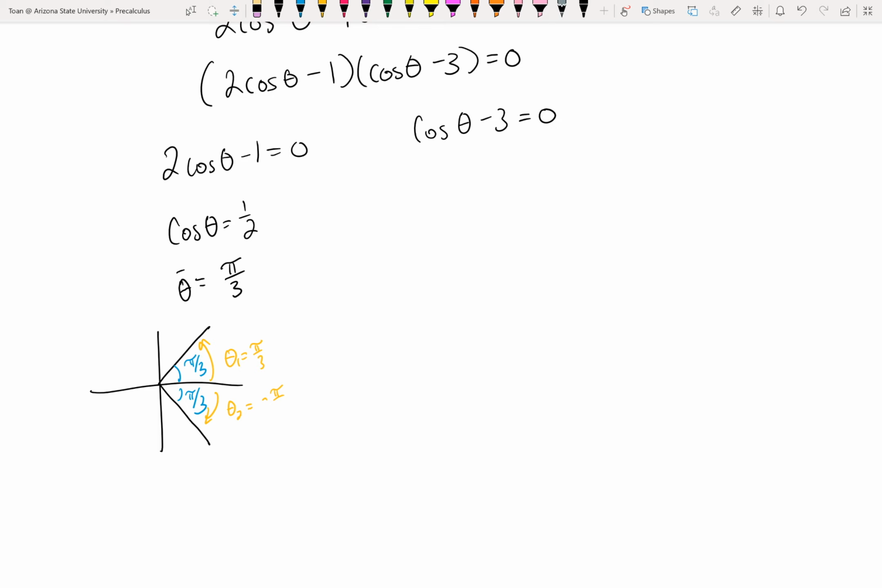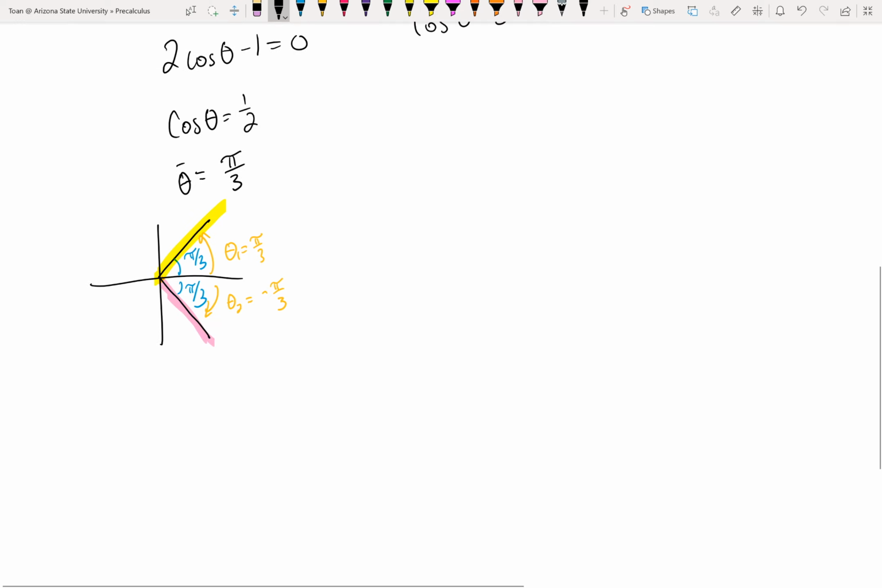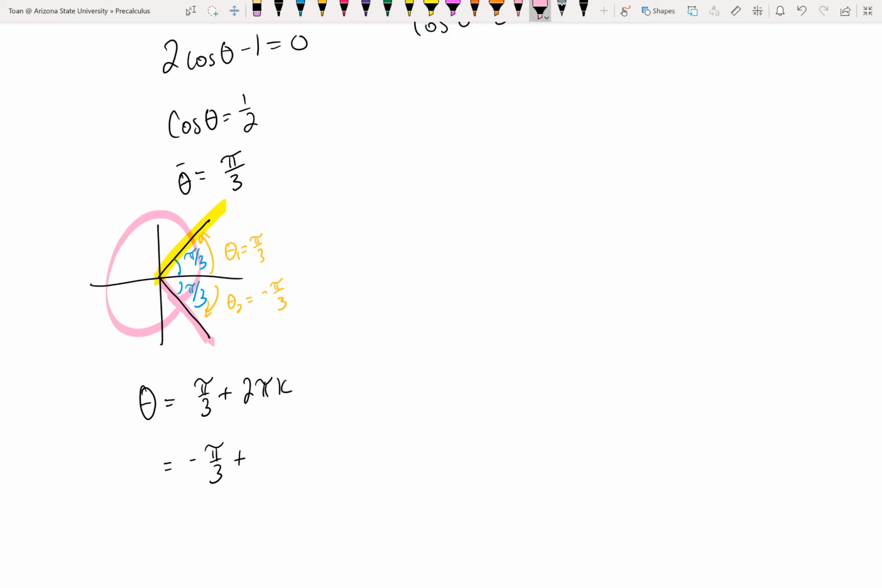Oops, thirds. I hope it's very clear that these answers are not symmetrical, so we're going to have two statements: all of the yellow answers and all the pink answers. So from this guy here, we have theta equals pi thirds plus, and then to get to my next yellow answer, you have to go full circle. So that's 2 pi. And then for the pink answer, negative pi thirds plus, and then to go from one pink answer to the next pink answer, you have to go full circle. So that's plus 2 pi k.